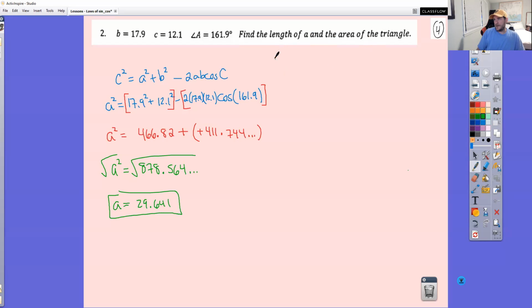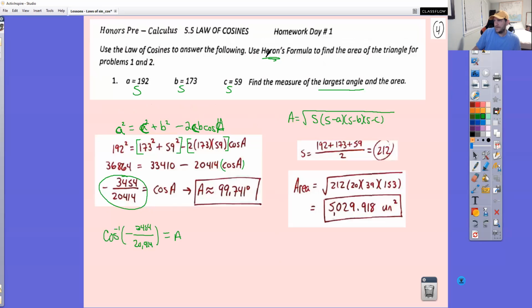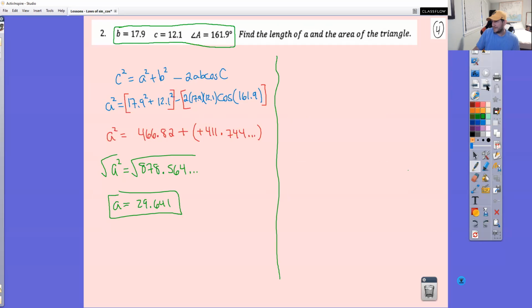But we also need the area. So we're supposed to use Heron's formula. There is another formula that we learned for when you have side angle side, and so there's probably a better way to do this one with the information that we were given. We would probably want to use the side angle side formula, but the directions specifically said use Heron's formula because we want you to get that practice. So using Heron's formula, we need to find the semi-perimeter first. So take your sides, 17.9 and 12.1, and the side you just found, 29.641. Add them all up, chop it in half. Let's see what that gives you.